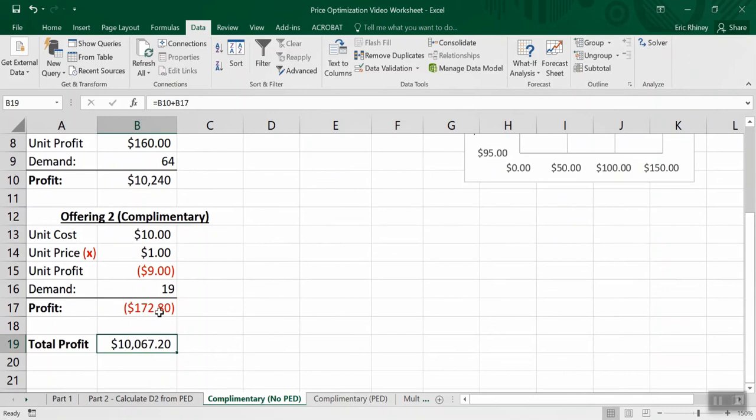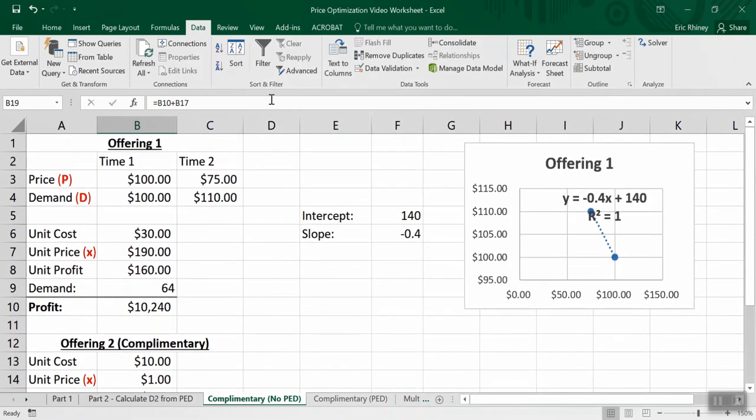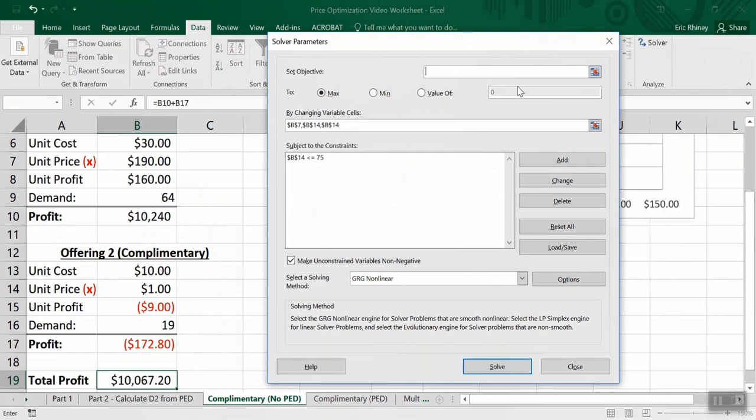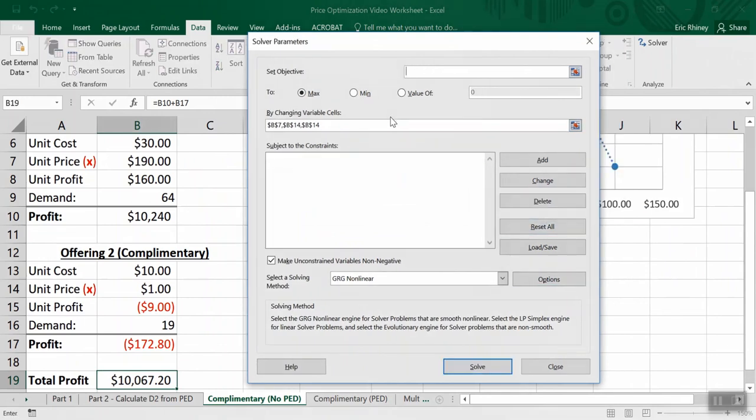Right now, because we're losing $172, we're actually reducing this $10,240, and that's the result down here that you get. So now we can plug this into our solver and do the analysis and see what we come up with. All right, so I'm going to go in here to Solver, and let's just take all these things out really quickly and start with a clean slate here.